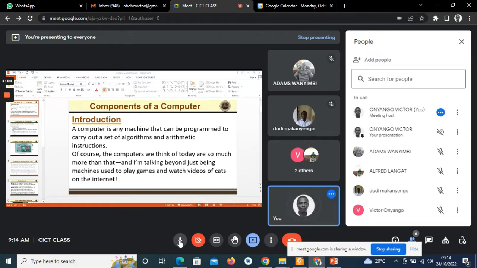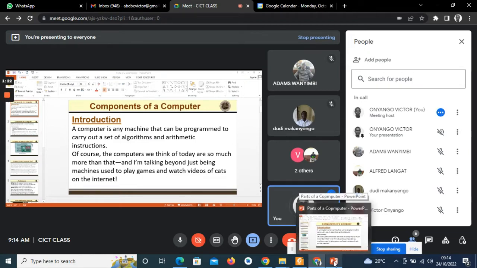Now, let us see what's a computer before we see what a computer entails. Now, if you look at your screen, there is a document I'm sharing about the components of a computer. So, a computer is any machine that can be programmed to carry out a set of algorithms and arithmetic instructions. Specifically, the main purpose why a computer was made was to do mathematics, and later on it was now used to do various programming activities.